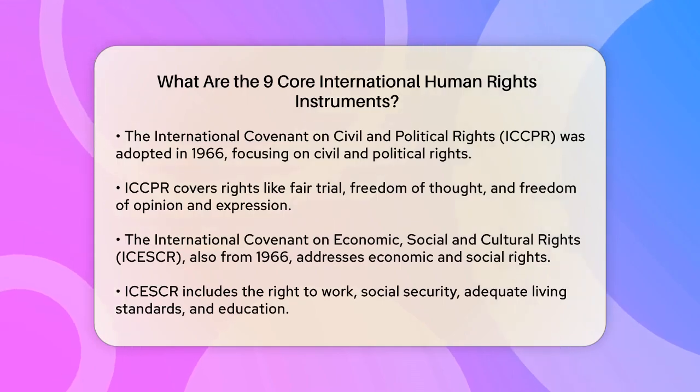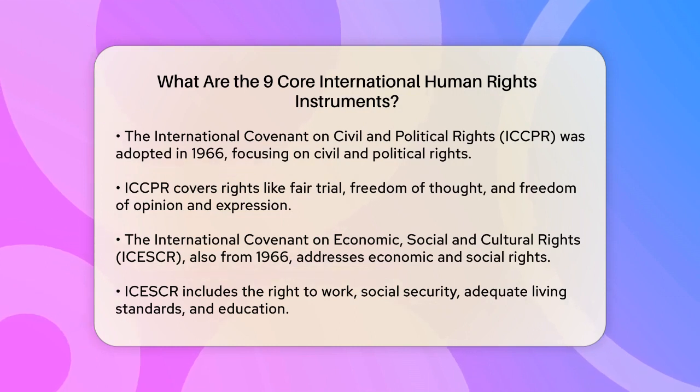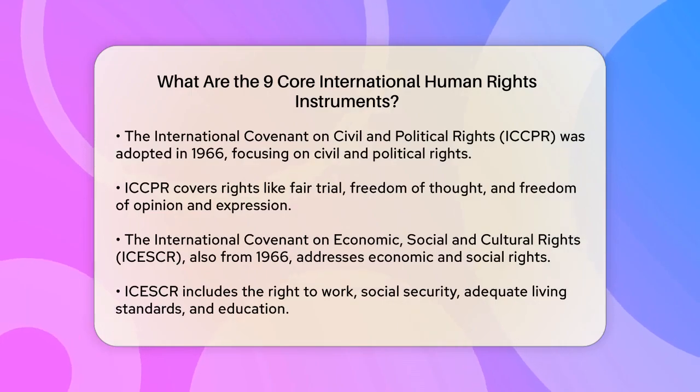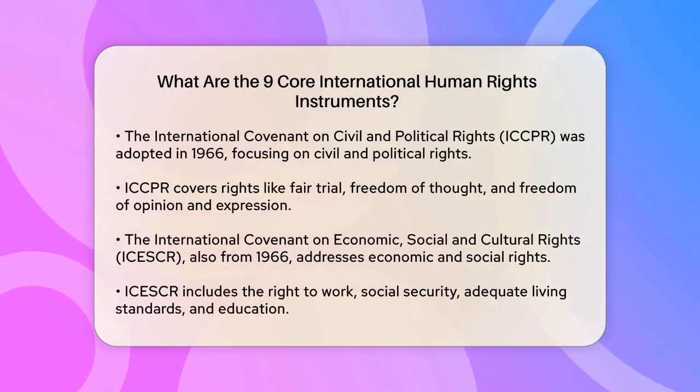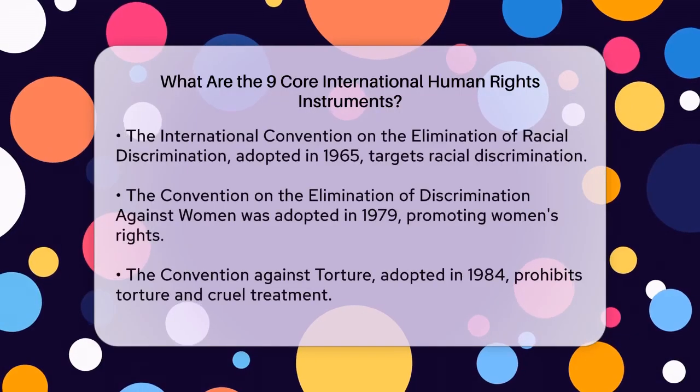Another key instrument is the International Convention on the Elimination of Racial Discrimination, adopted in 1965. This convention aims to eliminate all forms of racial discrimination and ensures equal treatment before the law, security of person, and protection against violence or bodily harm.